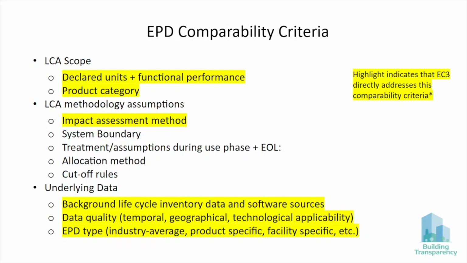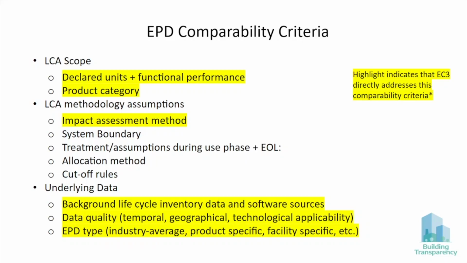In terms of LCA scope criteria, we need to compare products that do the same thing. To do this, the declared units from two EPDs should be the same, and the performance of both products should be appropriate for whatever function is required. In other words, we need to be comparing products within the same material product category, and they need to have the same performance characteristics. EC3 facilitates this criteria, and you're encouraged to be as specific as possible in terms of the product category, and you're also encouraged to use performance filters to get the specific functionality that you need.